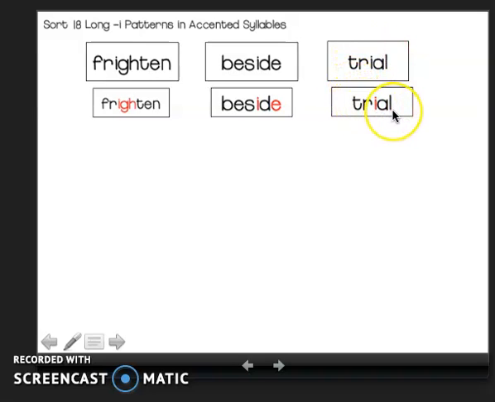Trial and words like it are actually not in our sort, but could be added to our sort because it would have an accent in the first syllable, trial. And so I just wanted to bring those up because I might throw a few in there as we work on our sort anyway.